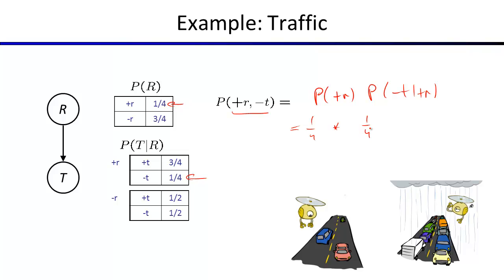In general, if you're given the Bayes net, instead of writing this all out, what you could also do is just look at this, plus r, minus t. In this table, what's consistent? Plus r. In this table, what's consistent? Plus r, minus t. You go through each of the tables, grab the one entry that is consistent with your full instantiation, and then multiply them all together.